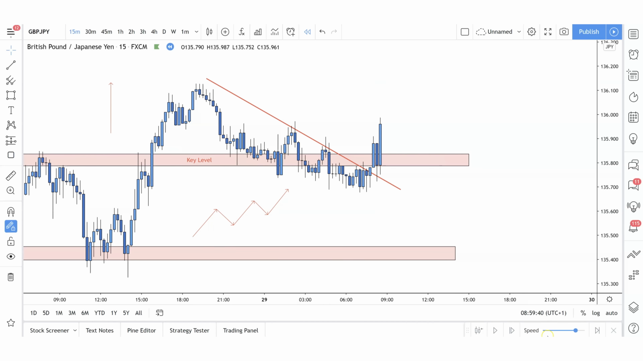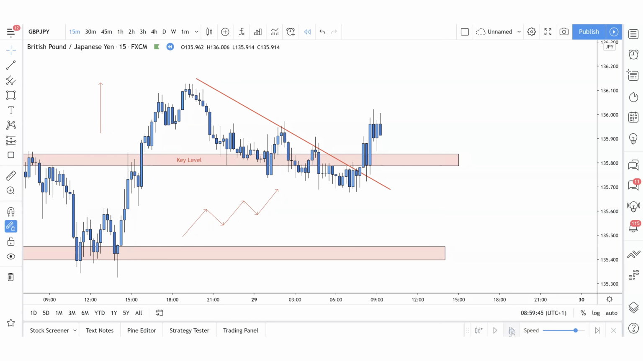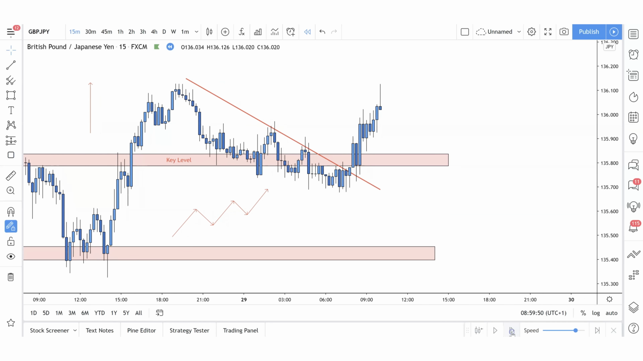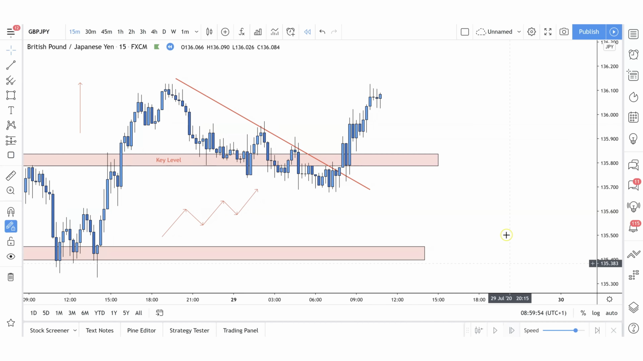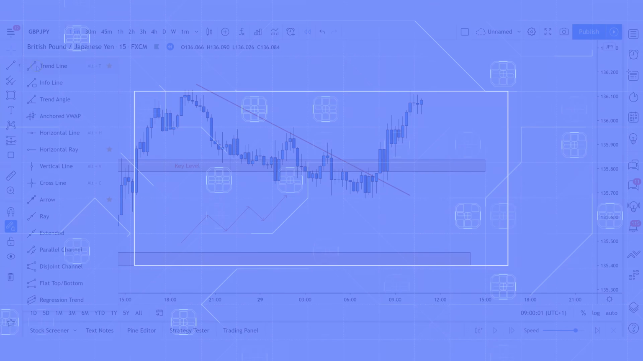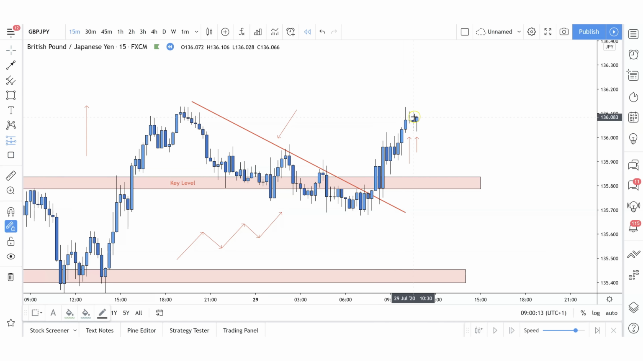And now look what's happening. The bulls are showing their presence. Based on market structure and based on simple price action, we know at this moment in time, the market is changing its directional bias. We can see that it's gone from being in a downtrend to now clearly identifying itself as being in an uptrend. We're now following simple rules, which is never buy in a downtrend and wait for evidence and confirmation for an uptrend to be present. Once we get this information, that's when you can take a trade.